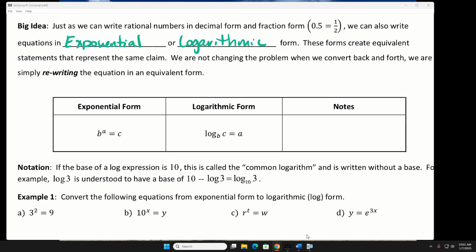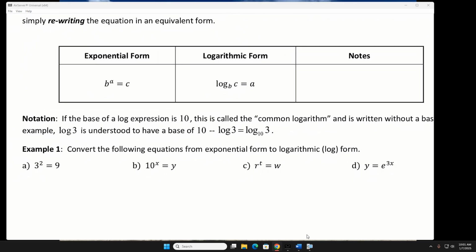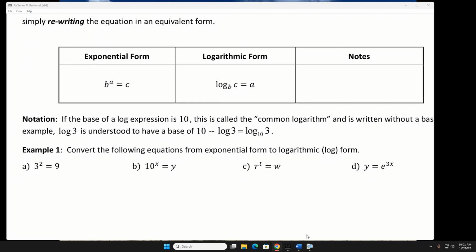Okay. Now, a lot of people in Algebra 2, and when I taught Algebra 2, I 100% did this. To go back and forth between the forms, they do the loop. Do you guys remember the loop? Okay. So it's a nice way to help remember how you go back and forth.